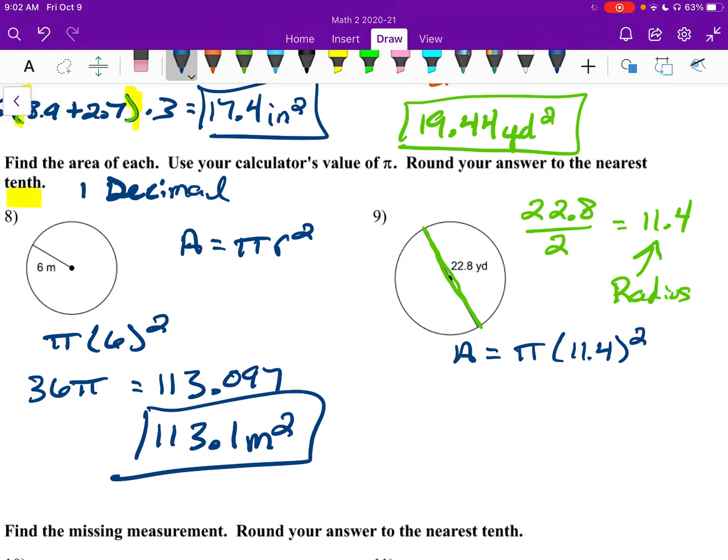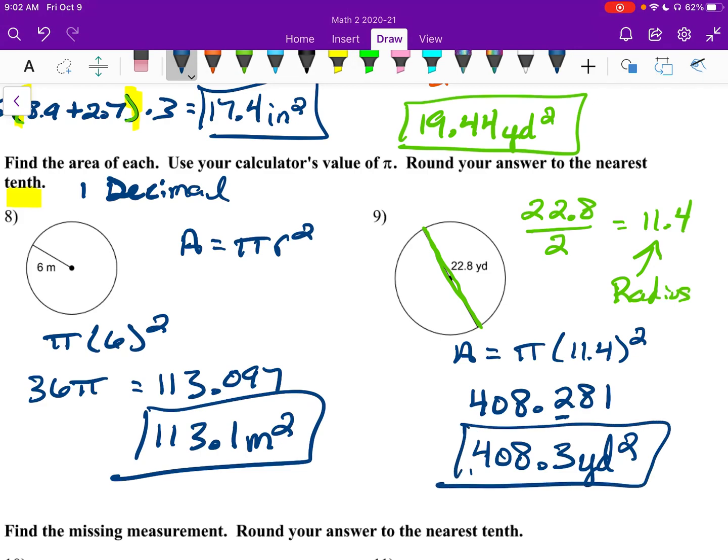And I'm just going to type that whole thing in my calculator. I'm going to say pi times 11.4 squared. And I'm just going to write down a bunch of the decimals. 408 point, I'm just going to say 281. Now, whenever I go to round, I'm going to round to that first decimal point. So 408 point, well, the 8 rounds it up to a 3. My units are yards, and they are squared. So there we are, that's our answer there.